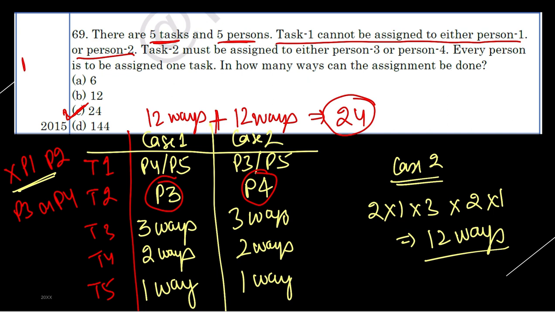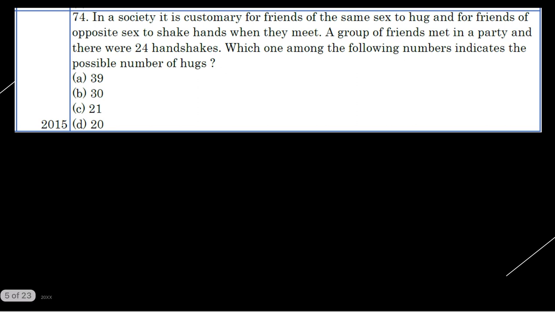Why addition rule? Again, go back and watch the last videos. When two cases are not dependent on each other, we use the addition rule. When two cases are dependent on each other, then we use the multiplication rule, and that is the case, right? Moving on. Next question. Again, a very interesting question.